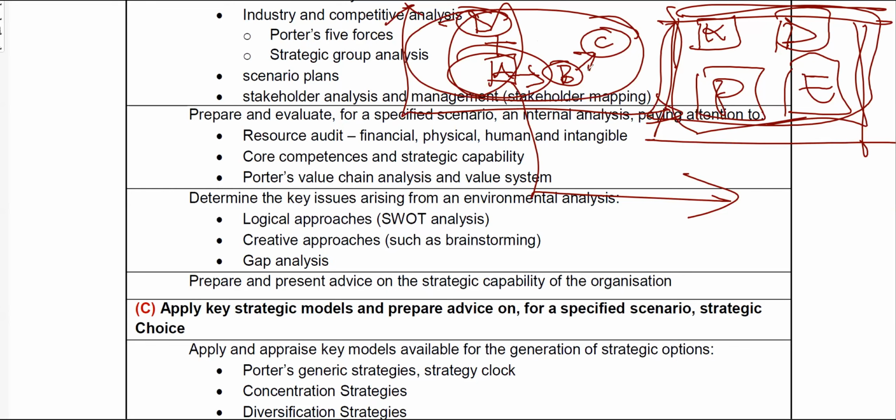Yes. Okay, then we come to scenario plans. Now, scenario plans are so simple. So I don't think they are going to examine it, but you have to know. Sometimes you have to make a set of scenarios on what you think will happen in your environment based on what happened in the past or what is happening now.